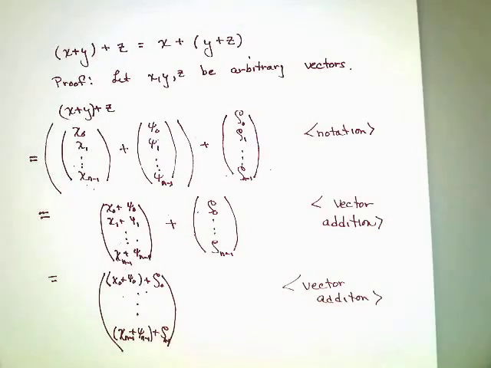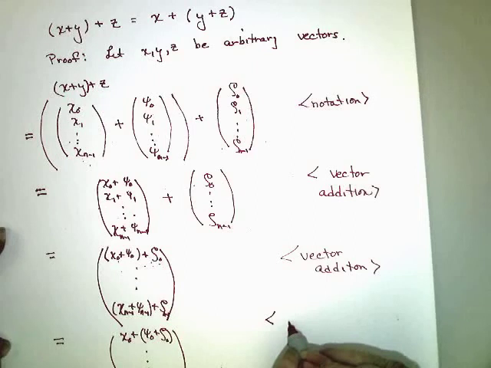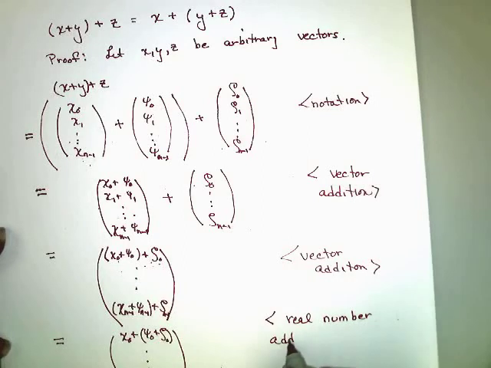Now we know that each of these components is actually just a real number. So this is just real number addition, and real number addition is associative. I can use that fact now to rewrite my vector in the form of the first component as chi0 plus the quantity psi0 plus zeta0, and so forth. Again, the reasoning is that real number addition we know is associative.